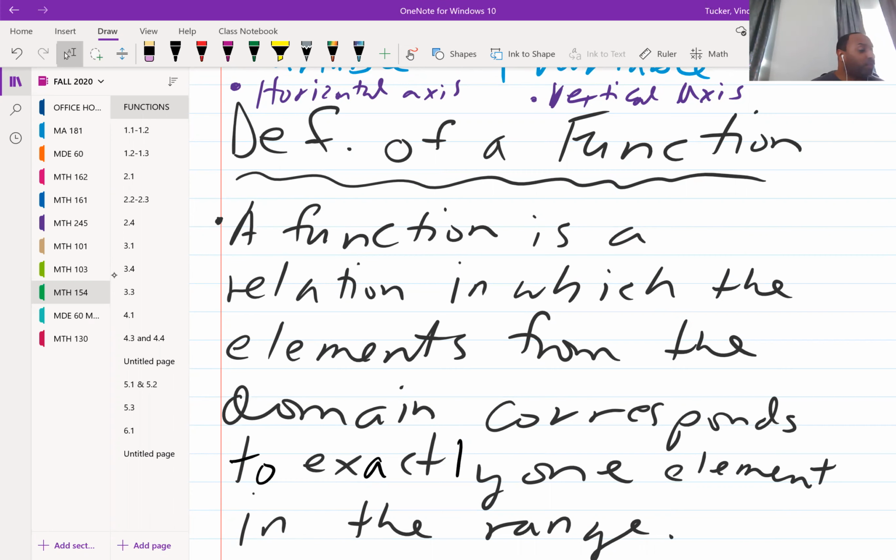If you see it, then feel free to shoot that to me, and then we'll talk about it in class. But I don't see it in the homework, so you shouldn't see that. But you should know what it is because they may reference the term function. So once again, a function is a relation in which the elements from the domain correspond to exactly one element in the range.